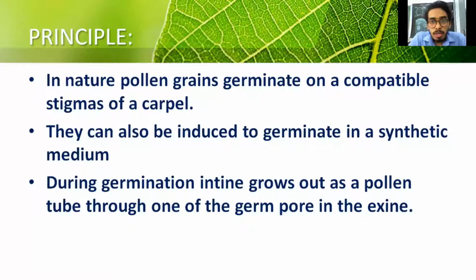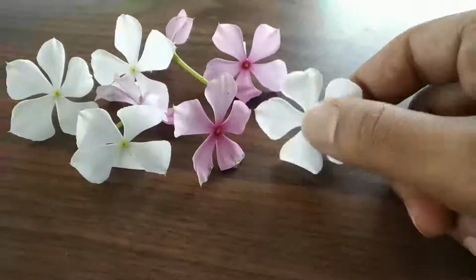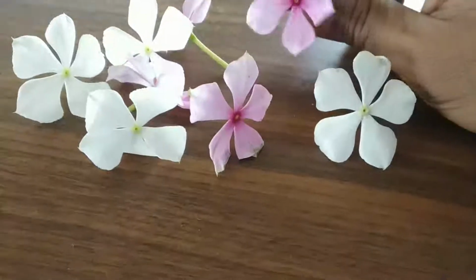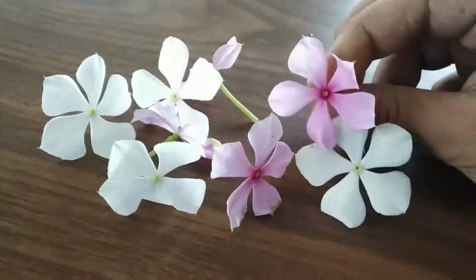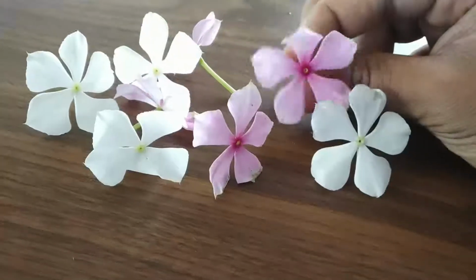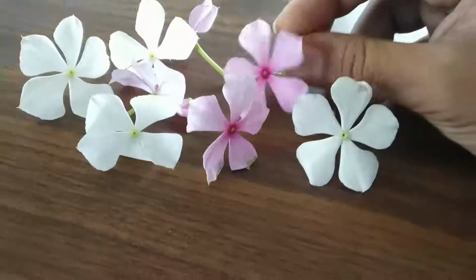If that is not there, then we can alternatively give 10% sucrose solution. That is what is considered a synthetic medium. For calculation of pollen germination, the flower we require is the vinca flower, also known as Vinca rosea or Catharanthus roseus, commonly called periwinkle or Sadafuli. So they come with different terminologies.